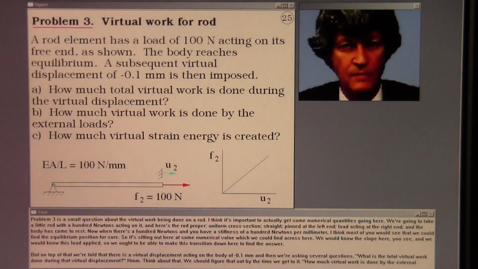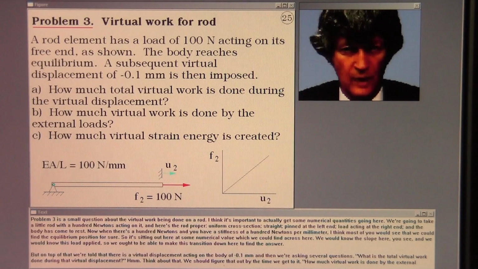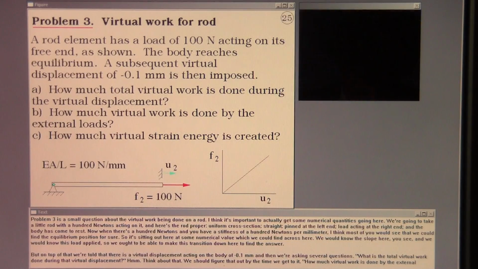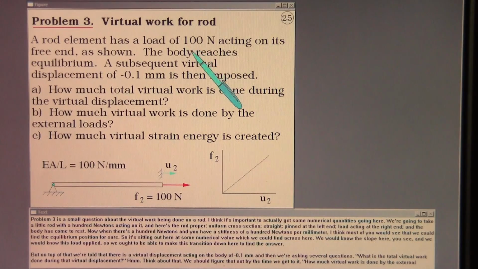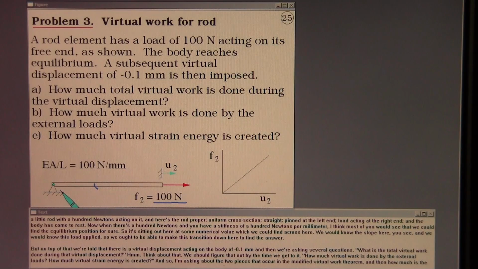Problem 3 is a small question about the virtual work being done on a rod. I think it's important to actually get some numerical quantities going here. We're going to take a little rod with 100 newtons acting on it, and here's the rod proper, uniform cross-section, straight, pinned at the left end, load acting at the right end, and the body has come to rest.